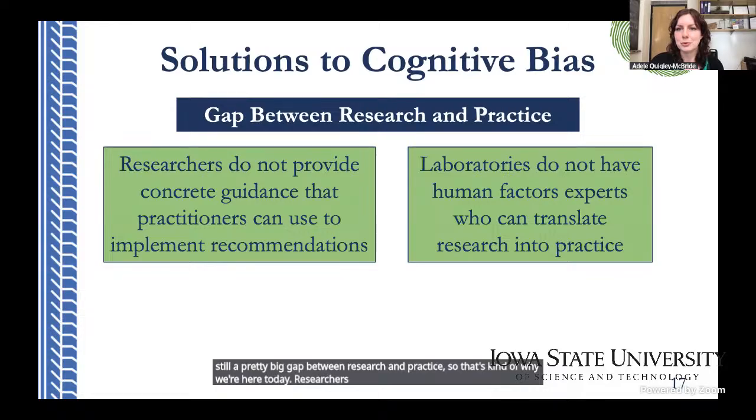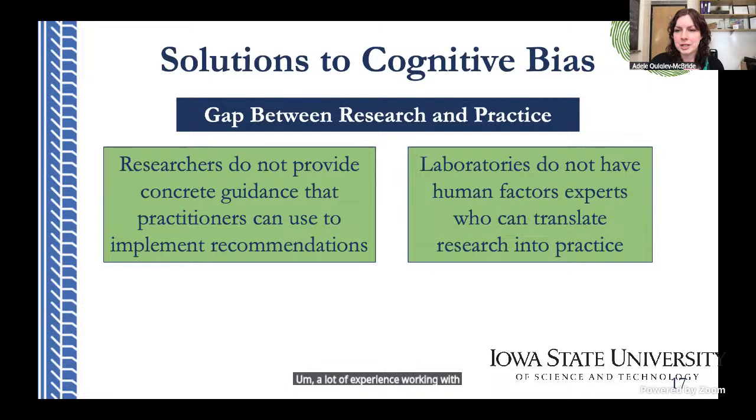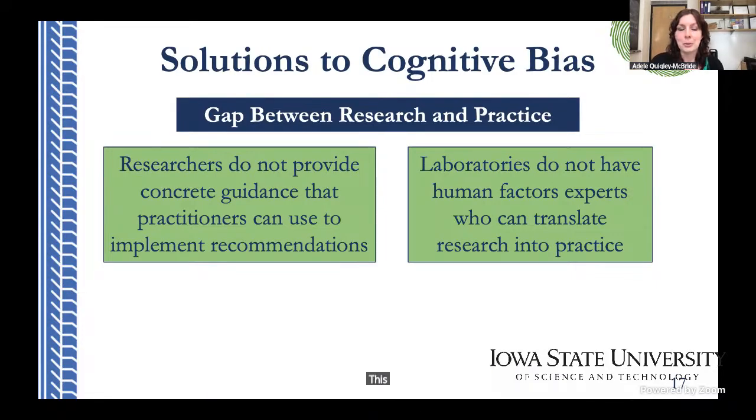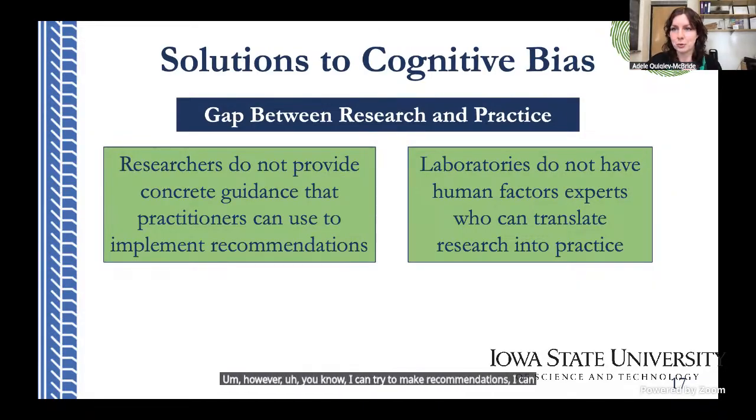Researchers like me don't really have a lot of experience working with laboratories. I don't know how a lab works or how it should be run, and I also don't have a business background. I don't have an economics background, so this is all quite hard for me to think about in terms of practicalities. However, I can try to make recommendations. I can try to make things like the worksheet, but there's still a lot of room for things to develop before they can actually be put into a lab.